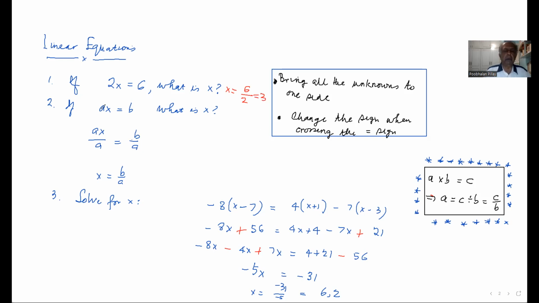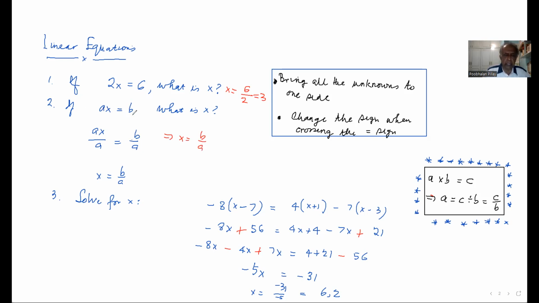So in general, if you have a times x equals b, if we don't specify what the coefficient of x is and what the product is, then the same rule applies. We can say a multiplied by x equals b, and that implies that x is equal to b divided by a. Sometimes you might want to do it like this.